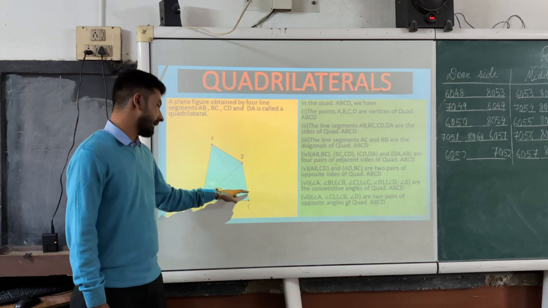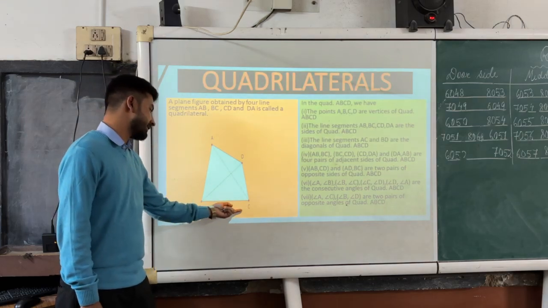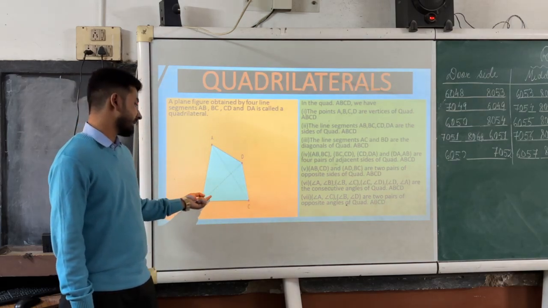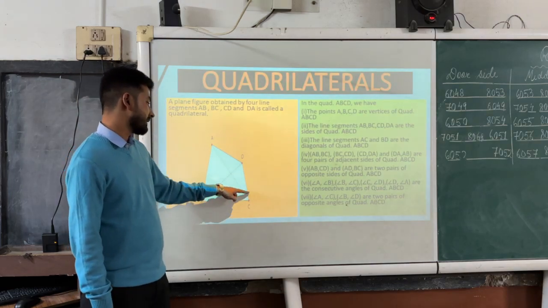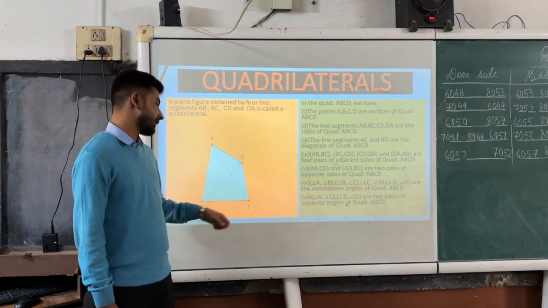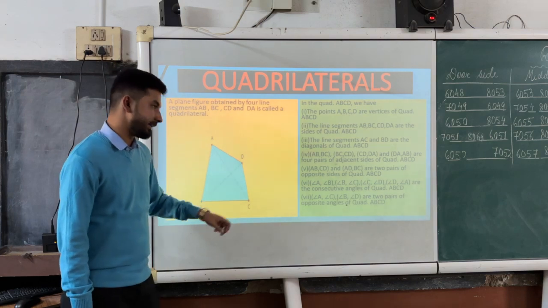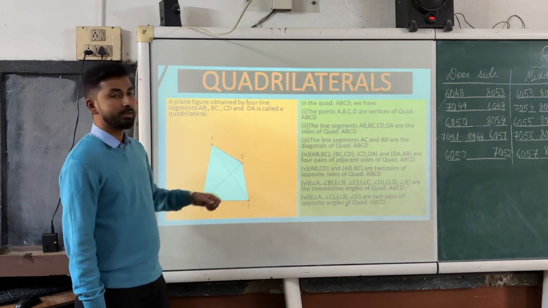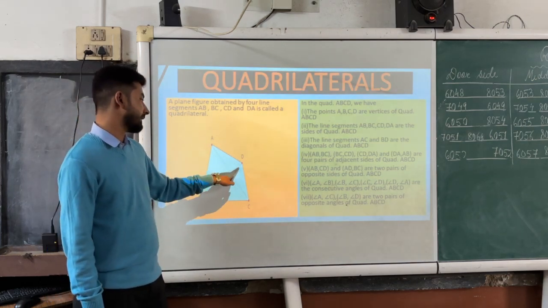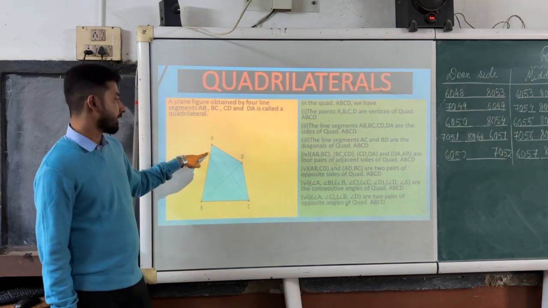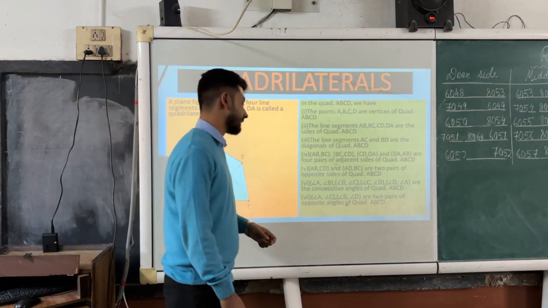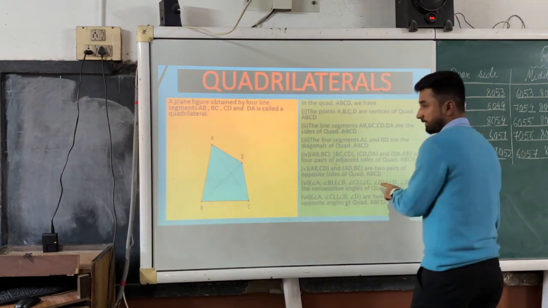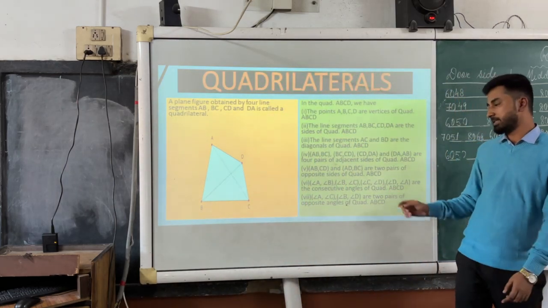Similarly, angle B and angle C share a common arm, which is BC. So these two angles are known as the consecutive angles or the adjacent angles. Similarly, angle C and angle D share a common arm, which is CD. So these two angles are called the consecutive angles. Angle D and angle A share a common arm, which is AD. So these two angles are the consecutive angles. That means there are total four pairs of consecutive angles in a quadrilateral ABCD.